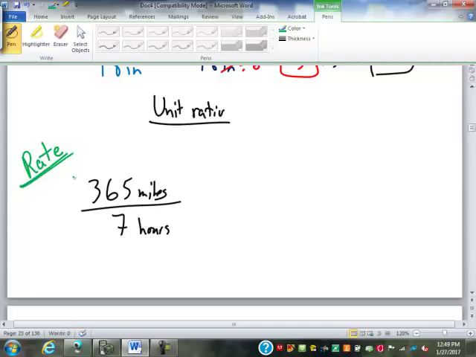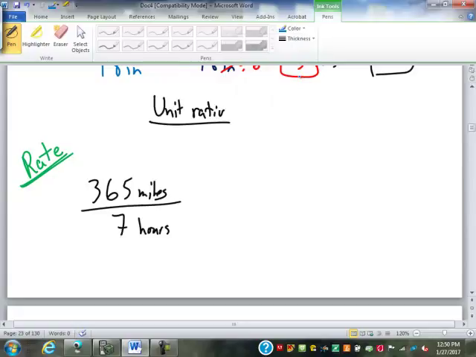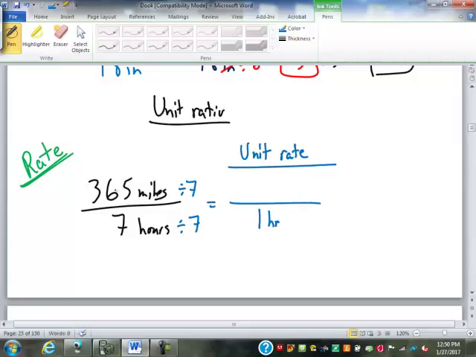It is a rate. So that is the first big difference between rates and ratios. Rates compare 2 numbers with different units. Ratios compare 2 numbers with the same units. Second, rates are almost always expressed as a unit rate. So what that means here is I would have to divide this by 7 on top and bottom. 7 hours divided by 7 is 1 hour. 365 miles divided by 7 is approximately 52.142857143 miles.